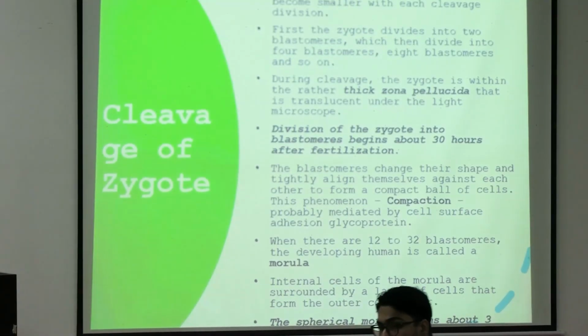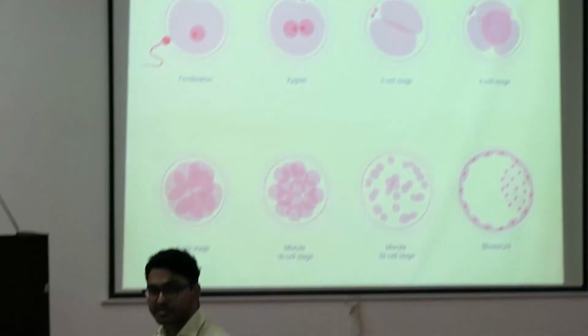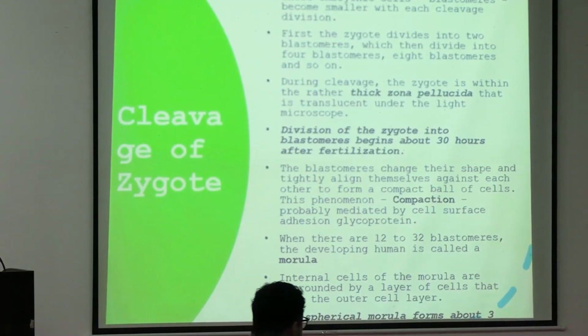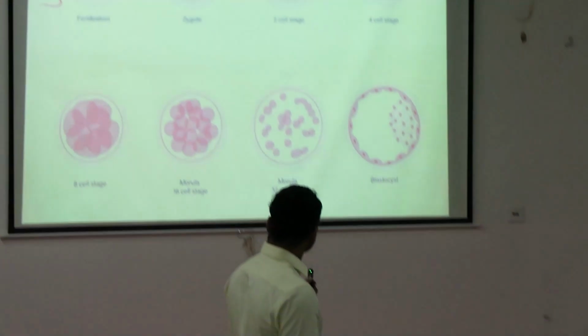The cleavage of zygote starts after 30 hours of fertilization. What is cleavage of zygote? Again, it is a series of mitotic divisions that happen in the zygote after fertilization. During the initial phase, the total size of the zygote does not increase. The cells keep on getting smaller. When there are 12 to 32 cells, we call it morula.